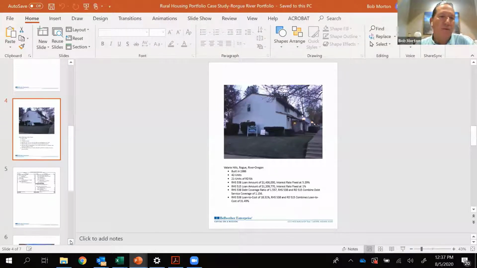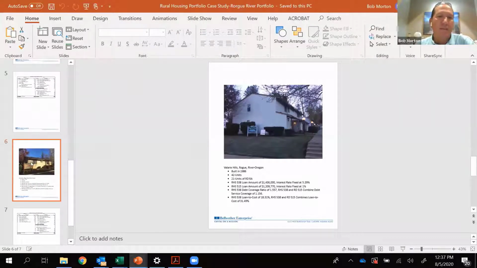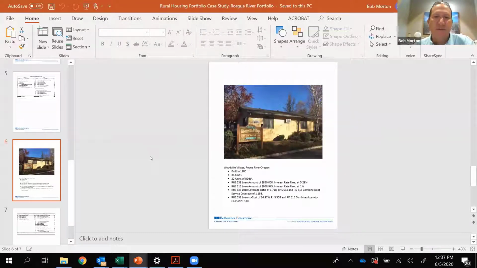I'll click on one more. This is Woodside Village in Rogue River, Oregon, built in 1985, 36 units, 22 units of RA, 538 loan, $820,000. The 515 loan, $938,000. The debt service globally with the 538 and 515 is 1.15, very similar to the other project. And the overall loan to cost combined with the 538 and 515, 29.53%. Again, this is on a tax credit project, which most of these are, but we are able to do renovations with just the 538 and the 515.